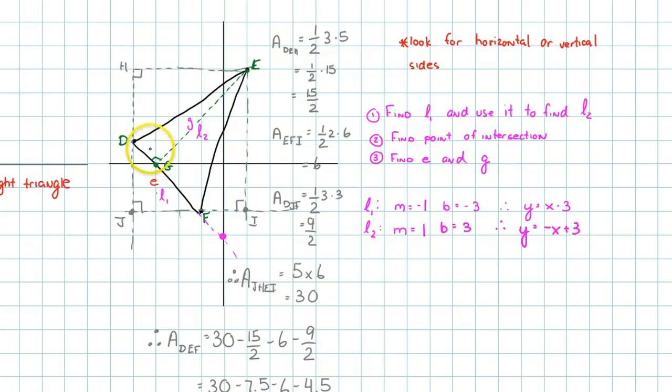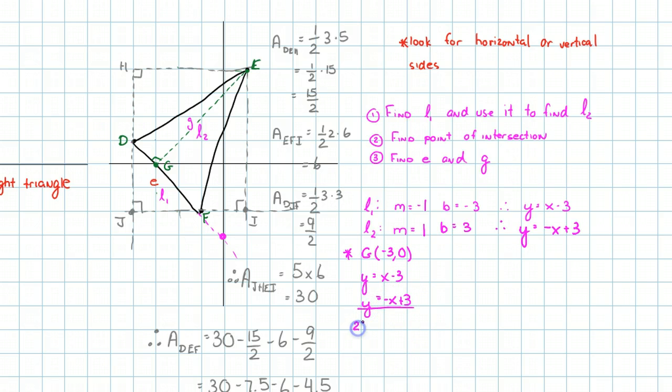So actually now, I could tell you point G. I could tell you that point G is going to be (1, 2, -3, 0). However, just for the sake of this discussion, let's find G. So we're going to take y equals x minus 3, and we're going to add it to y equals negative x plus 3.